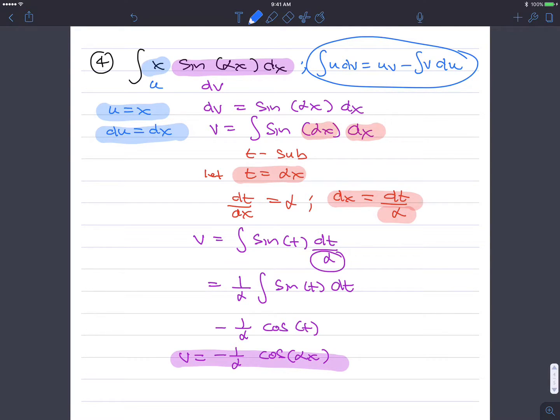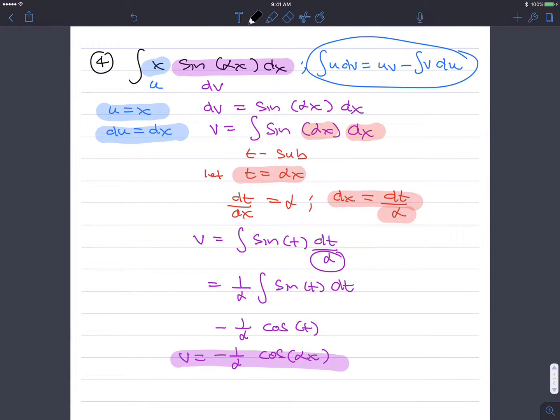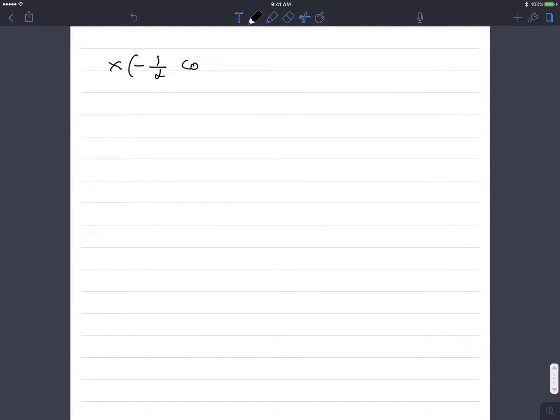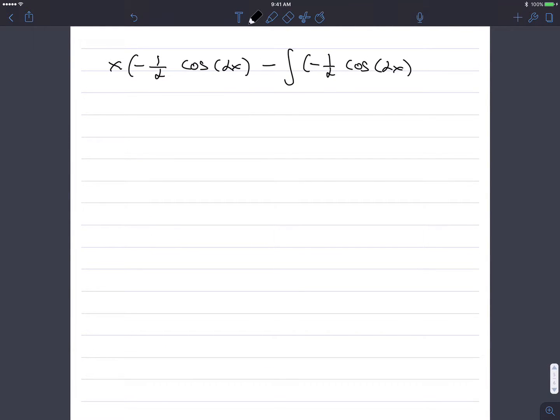So let's scroll down here. We got u being x, and we got v being minus 1 over alpha cosine alpha x. So I have x times minus 1 over alpha cosine alpha x, minus the integral of v, which is minus 1 over alpha cosine alpha x. And du again is dx. So let's simplify: minus 1 over alpha x cosine alpha x plus 1 over alpha integral cosine of alpha x dx.